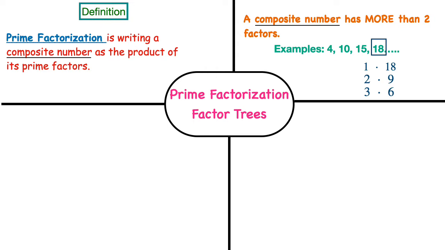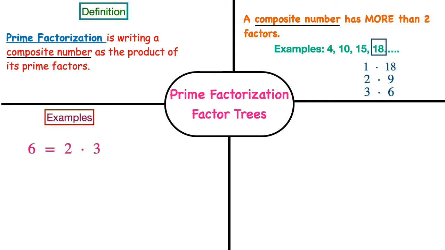When I go back and look at my definition again, it is saying that prime factorization is writing a composite number, such as 18, as the product of its prime factors. Now we find products by multiplying factors together. And what's special about prime factorization is that those factors, those numbers that we're multiplying together, have to be prime numbers. So let's look at some examples of numbers written in prime factorization form.